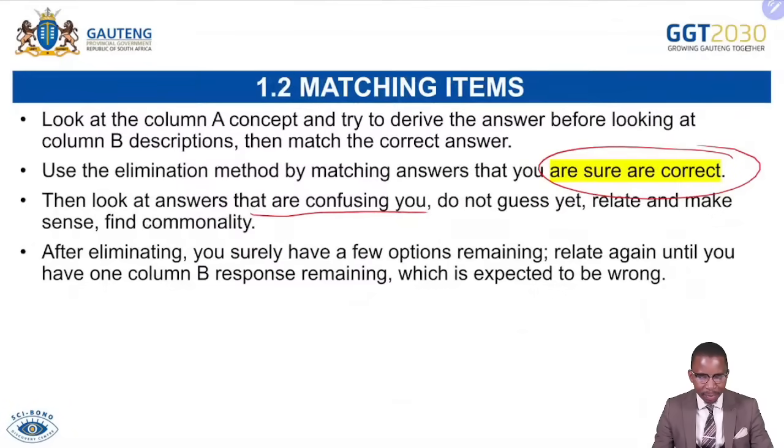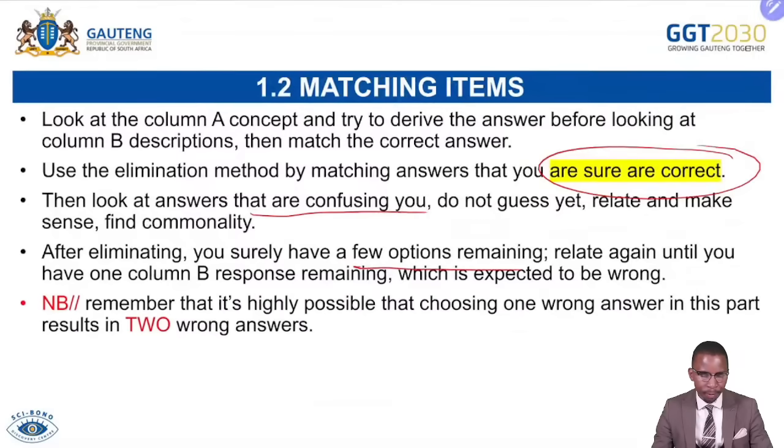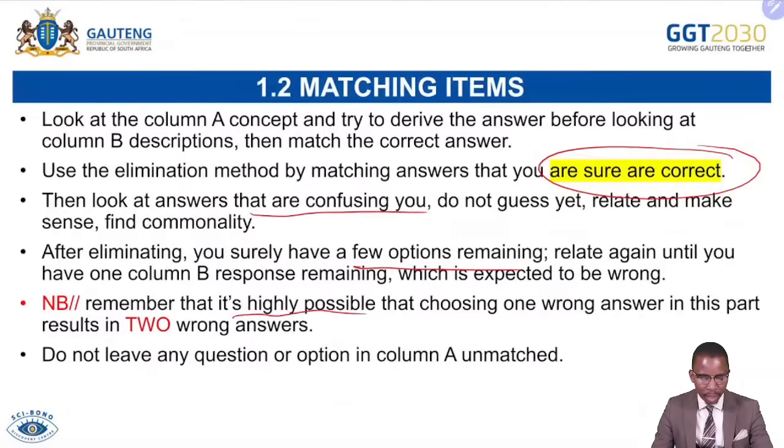After eliminating, you surely have few options remaining. Relate again until you have 1 column B response remaining, which is expected to be wrong. It is important to remember that it is highly possible that choosing 1 wrong answer in this part results in 2 answers being wrong. So you can go to the point of getting 0/8. While 1.2 is one of the easiest questions in our section A. Do not leave any question or option unmatched in column A with column B.